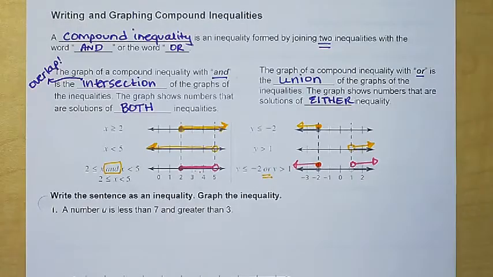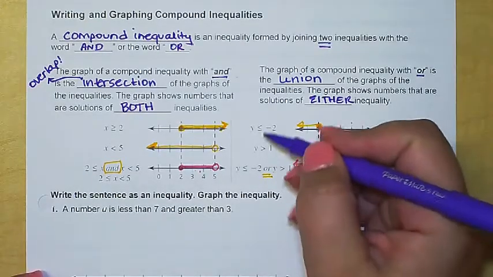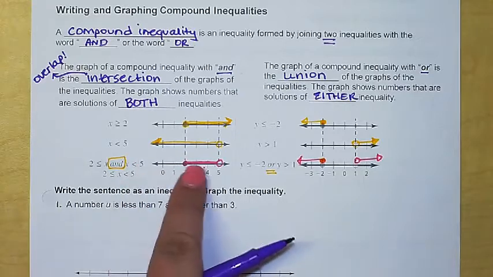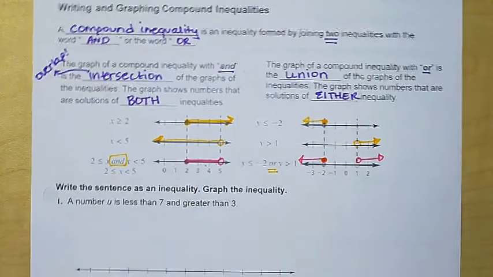And so it does not have to overlap. Sometimes it will, sometimes it won't. But we just want every number that's a solution to at least one or the other. That is in either one. I don't need to narrow it down to just the overlap. And that's a big difference.